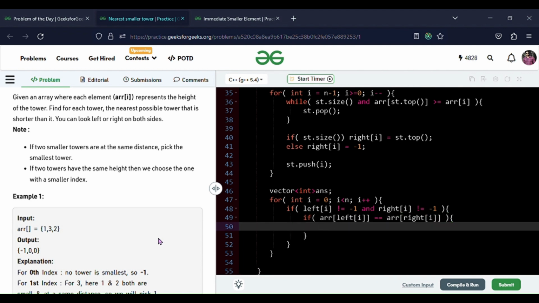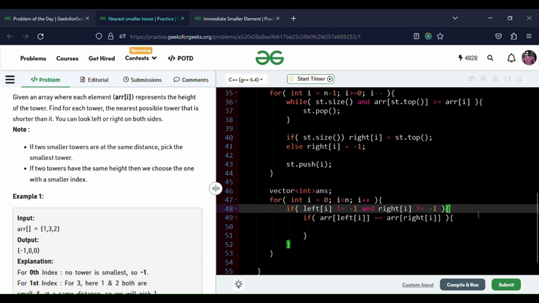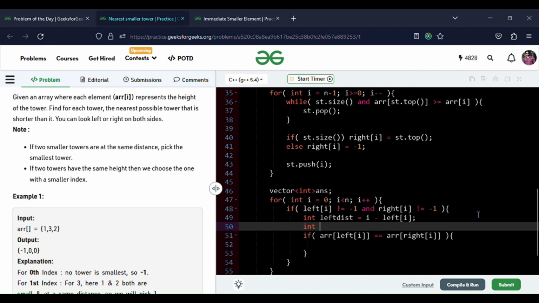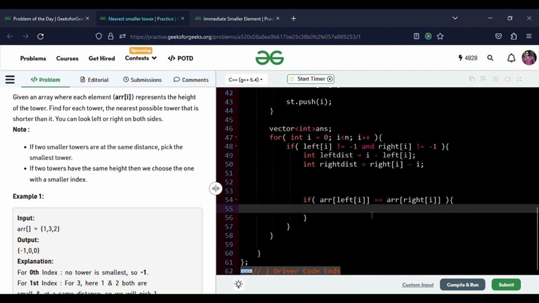Now if their height is same, then what we can do is we will calculate the left distance and right distance. First let me calculate the left distance and the right distance. Now the left distance is i minus left, and the right distance will be the distance between the minimum element and the ith element.